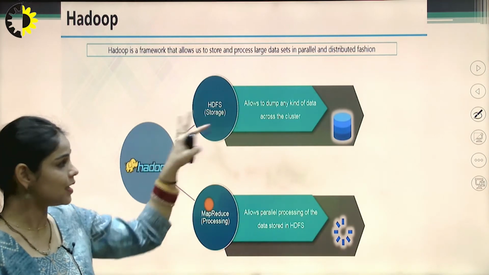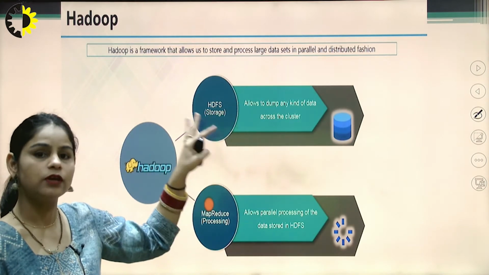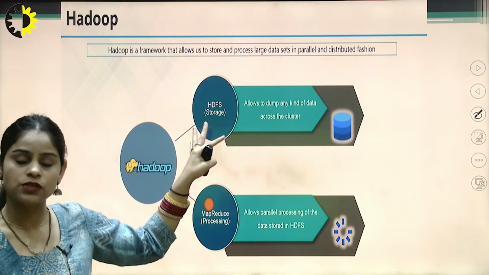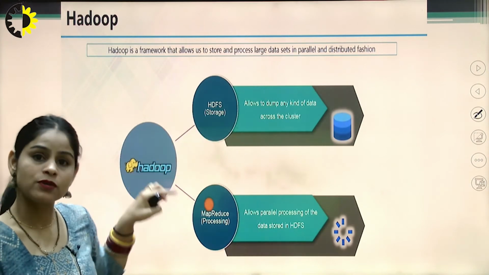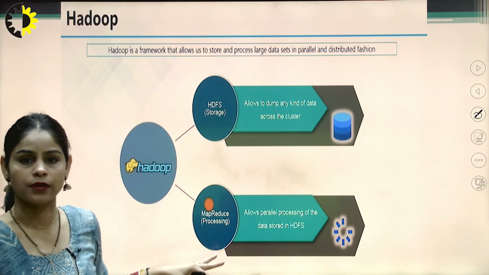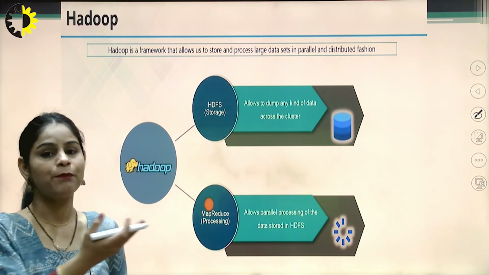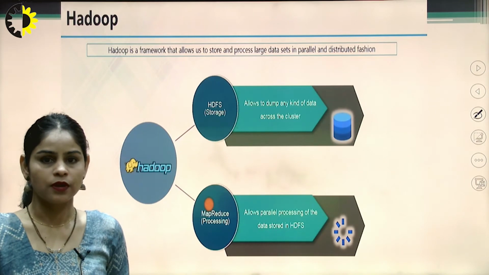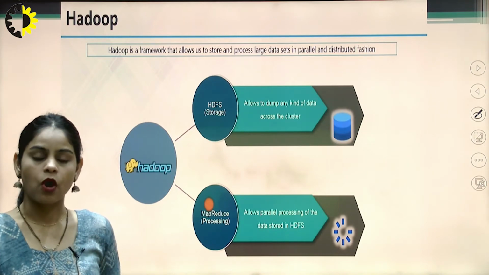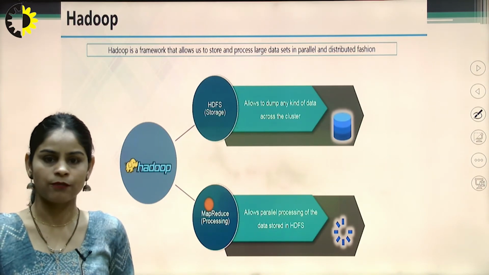We are increasing the storage, and we are not only increasing the storage, we are also parallelly processing these elements one by one. Right? So the distributed storage and the parallel execution removes the problem of storing and processing of big data.